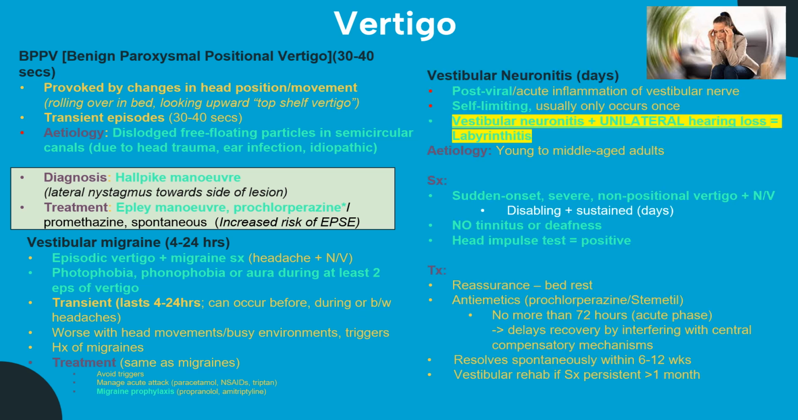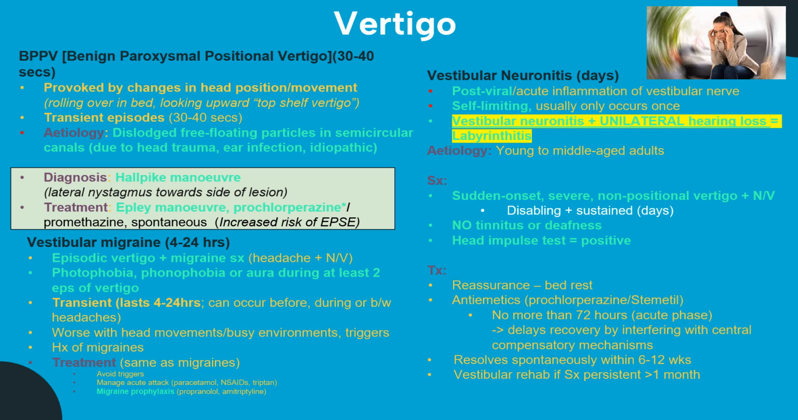Vestibular neuronitis. So this one can last for quite a while. It's most commonly post-viral, and it's due to inflammation of your vestibular nerve. It's self-limiting and normally only happens once, so you'll get it and it'll be around for a while. It'll be really, really bad, but it will normally not recur.